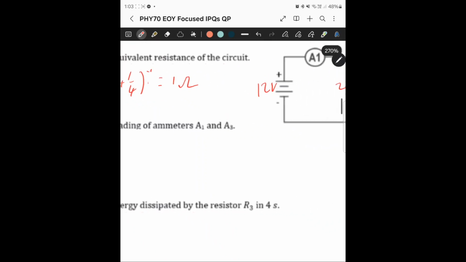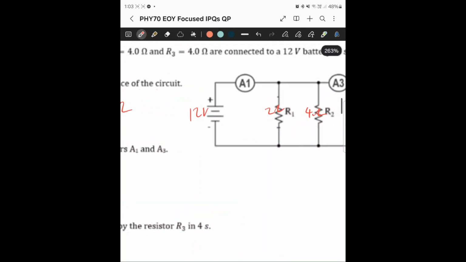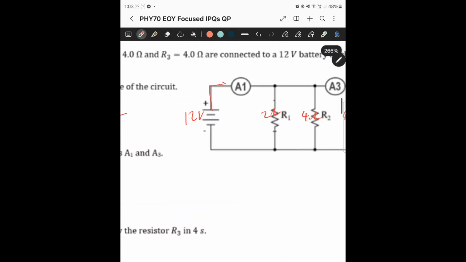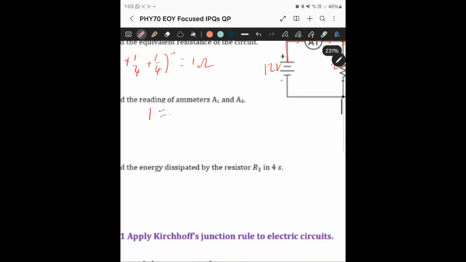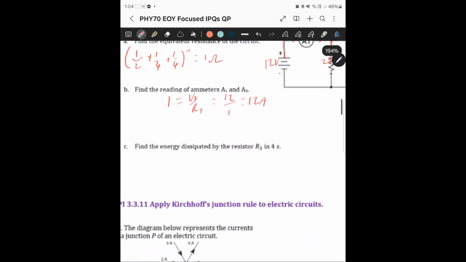Find the readings of ammeter 1 and 3. Okay, so ammeter 1 is connected straight to the battery. So it's connected to the whole circuit before it splits up and goes its different paths. So this ammeter 1 is the total current. So that's important to know. I is V over R, V total over R total. 12 over 1, which is 12 amps. Not much needing done there.